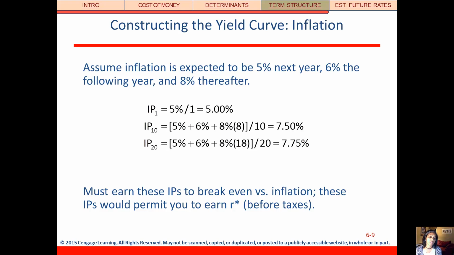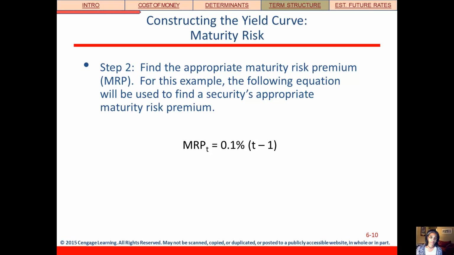Our inflation premium in year one is going to be the 5%. The 10-year inflation premium is going to be 5% plus 6% plus 8% that we're going to get 8 times, divided by 10, because remember we're calculating an average. So on a 20-year premium, it's 5 plus 6 plus 18 times 8, divided by 20. That's how we get the inflation premium that's going to go into the yield curve.